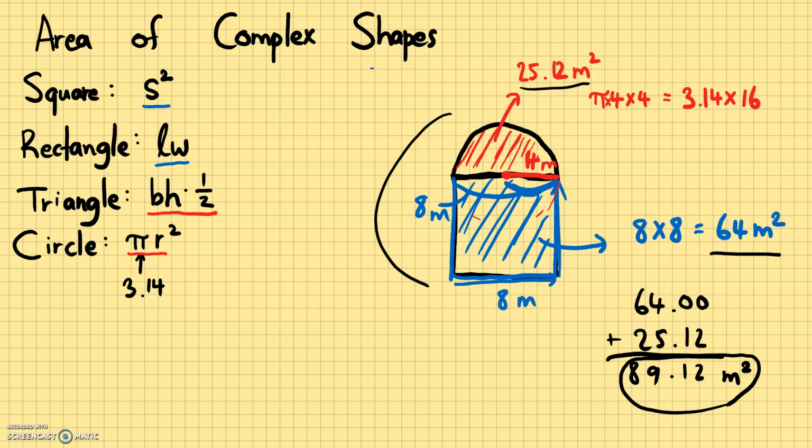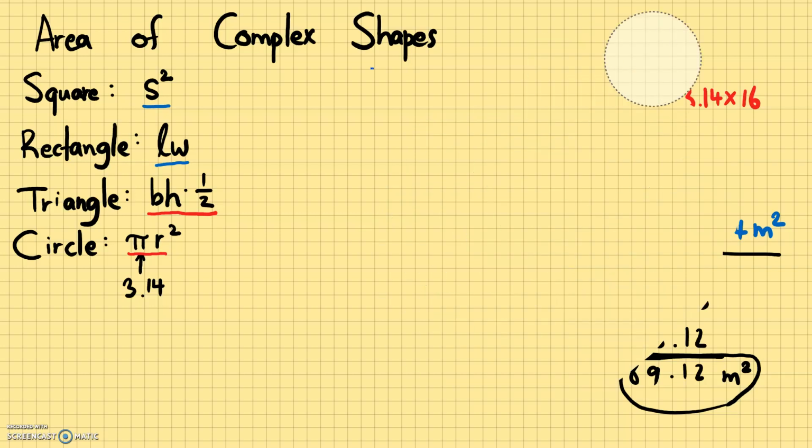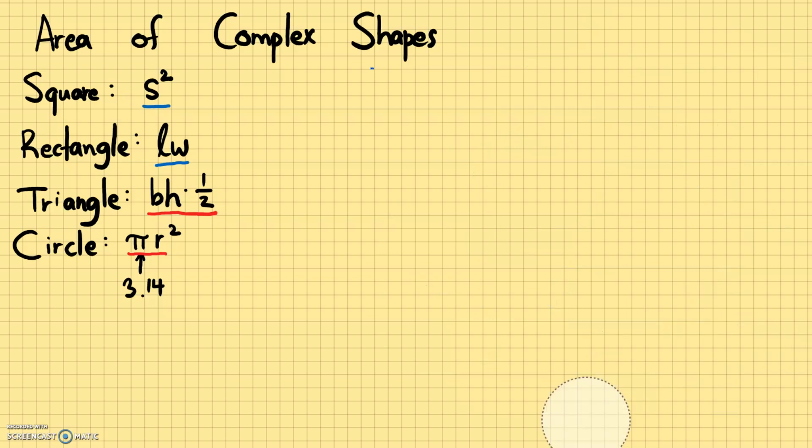Okay, I think this one was a little bit harder than the previous one, but you get the idea. We find the area of the separate shapes, okay, and then at the end we add them all together. Let's try one last shape.